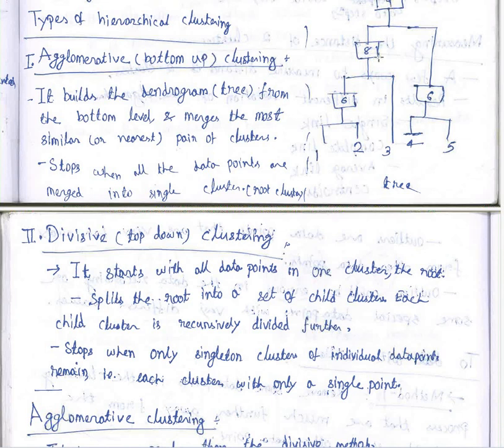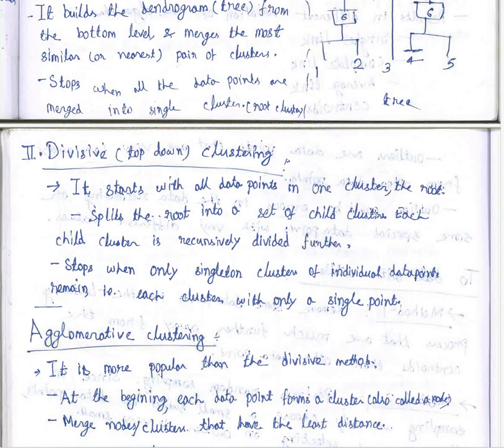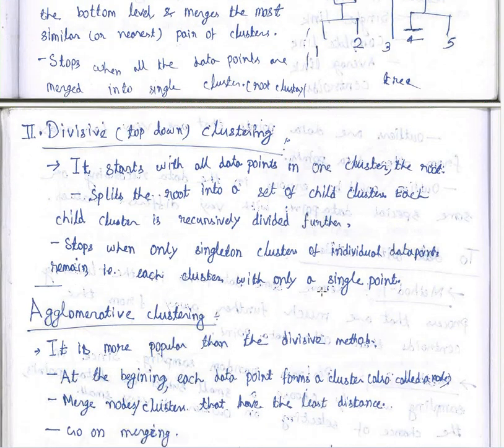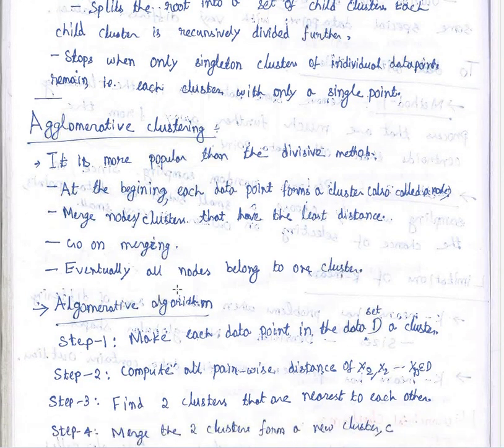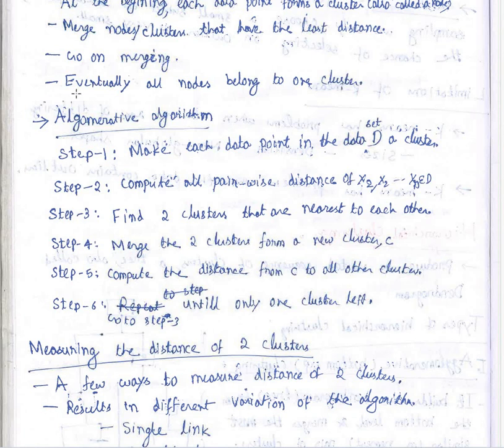Divisive, or top-down clustering, starts with the data points in one cluster. We start with the root node and then divide it into clusters till finally we get one single point in the end. Agglomerative clustering is more popular than the divisive method, which is the bottom-up approach. At the beginning, we start with each node and then go on merging till we get the final one cluster.